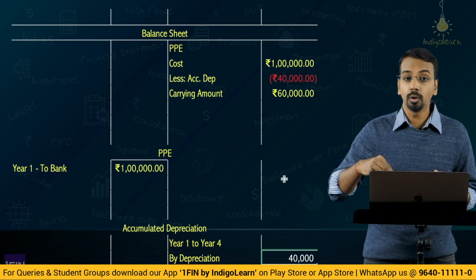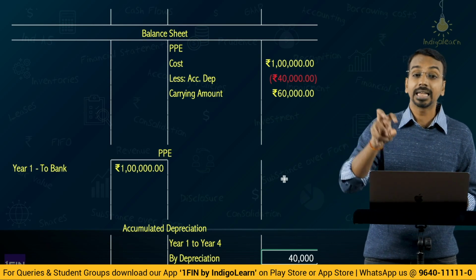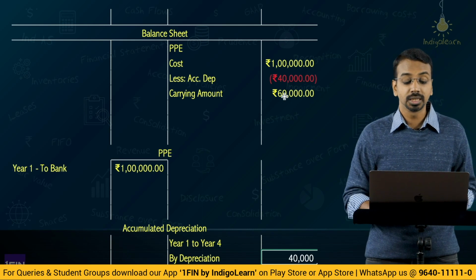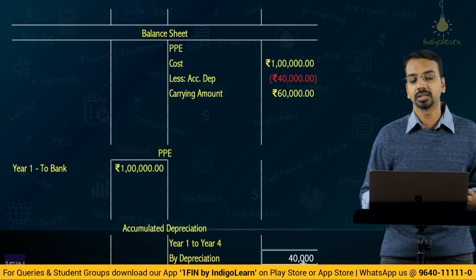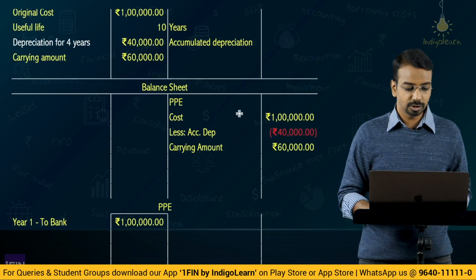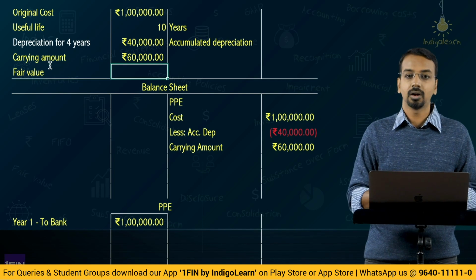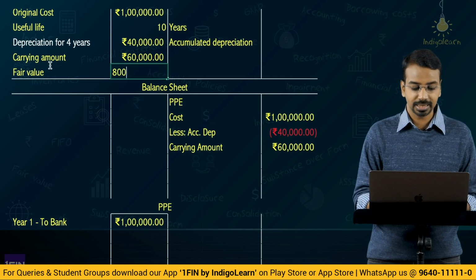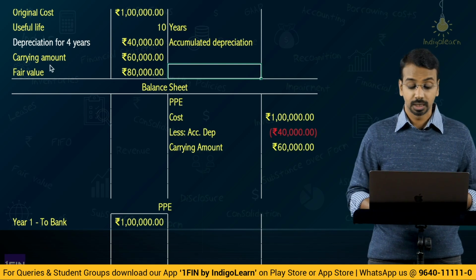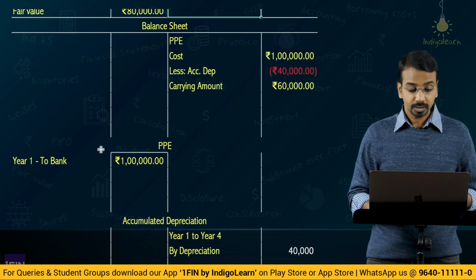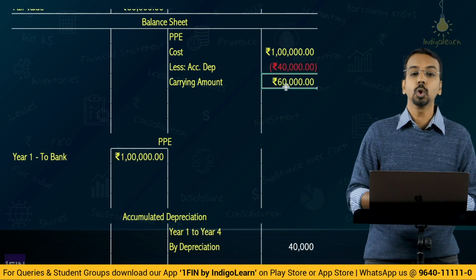But we know that the current value of this PPE as per the books, the carrying amount of the PPE as per the books, is 60,000 only. How do we get the 60,000? 1 lakh minus 40,000, we get 60,000. Now, assume for a moment that the fair value on this date has increased and it is 80,000. The fair value has increased and now it is 80,000. Now, the question is, how should we bring this 60,000 to 80,000?